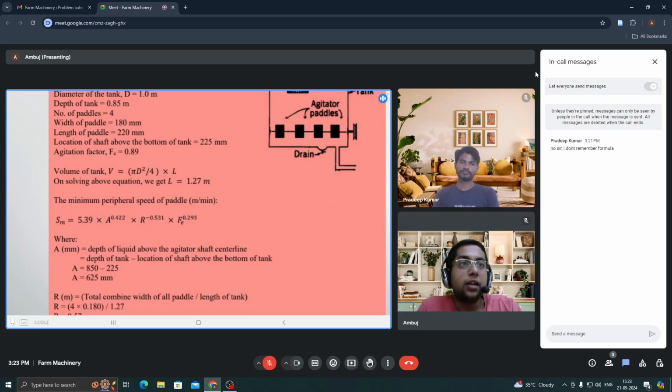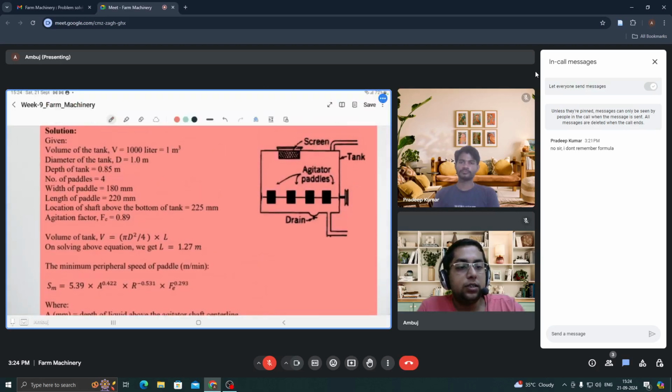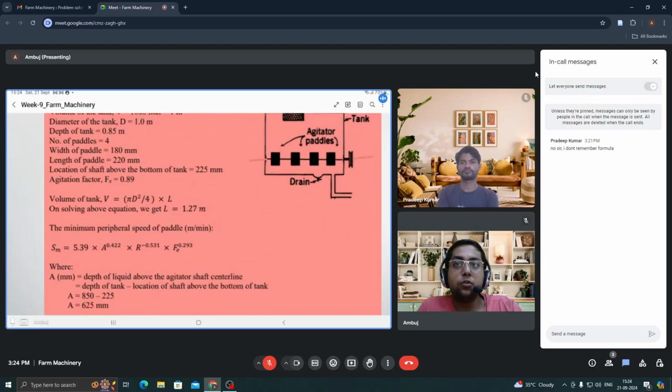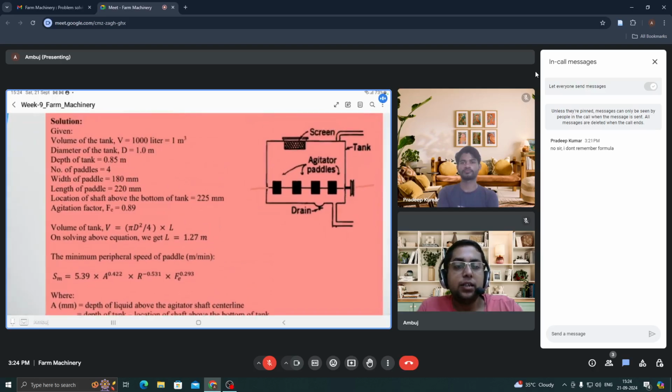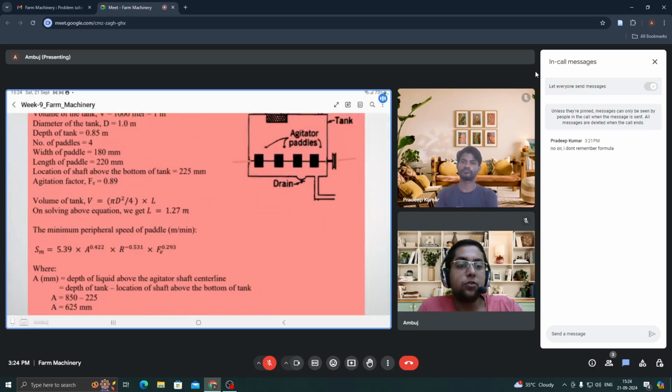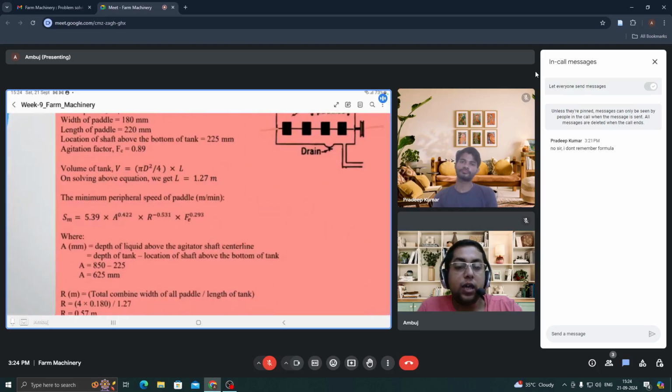What is a? A is the depth of the liquid above the agitator shaft center line. The shaft center line is this line. What is the level of the liquid above the shaft center line? It would be equal to the depth of the tank, the entire depth, that is 850, already given in the question, minus 225, that is the location of the shaft. That will directly give you a.